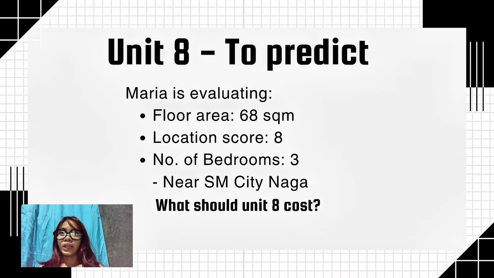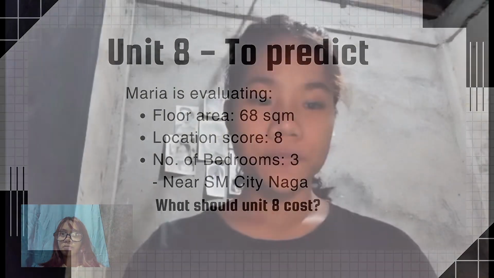Now, Maria is looking at an 8th unit. It has a floor area of 68 square meters, a location score of 8, and 3 bedrooms. And it is located near SM City Naga. However, the price is unknown. So, the question is, what should Unit 8 cost?